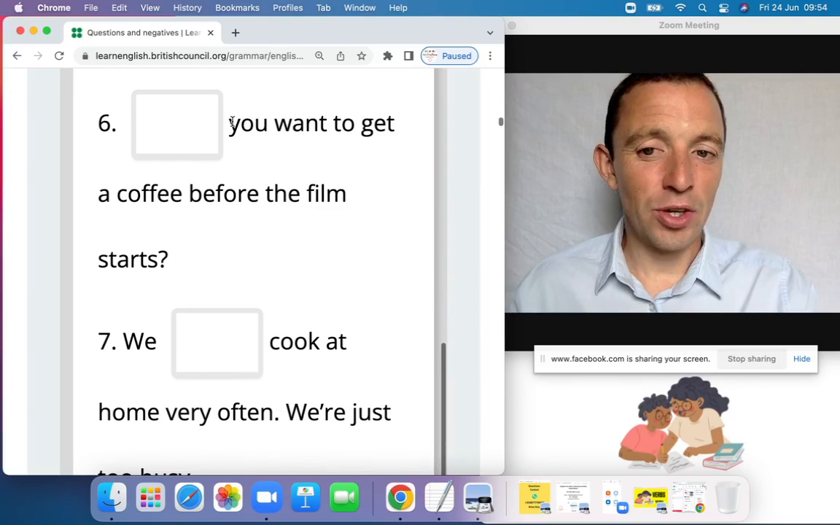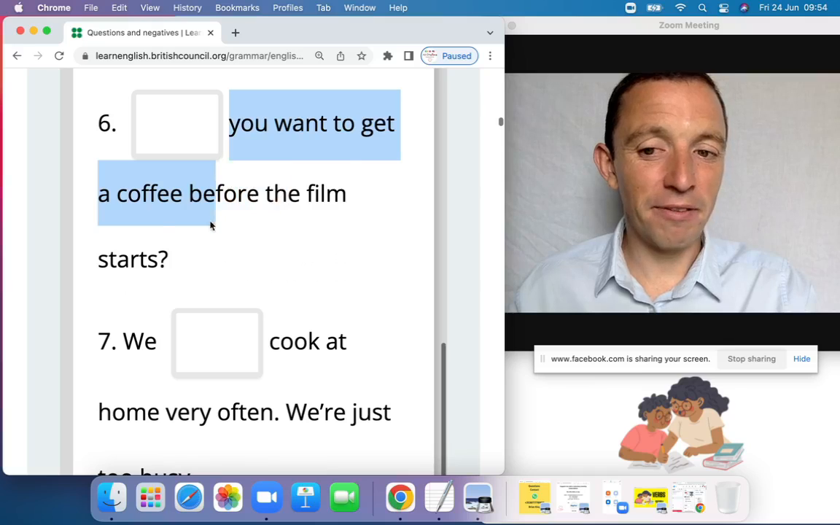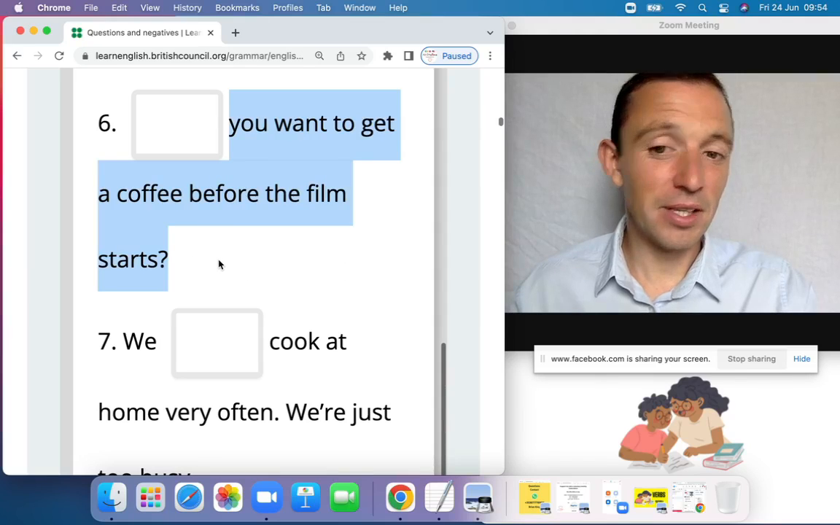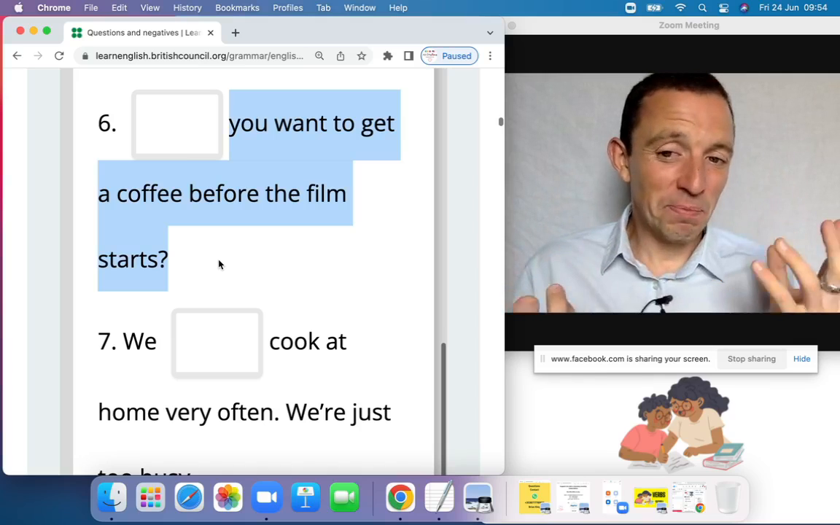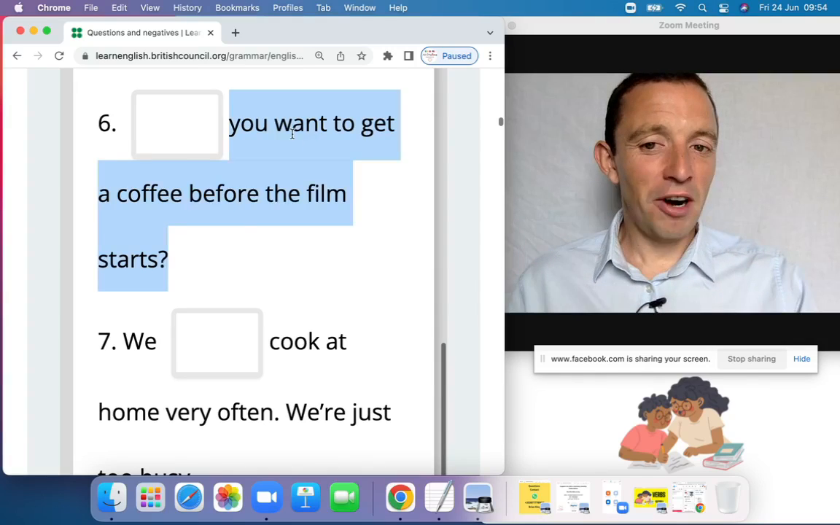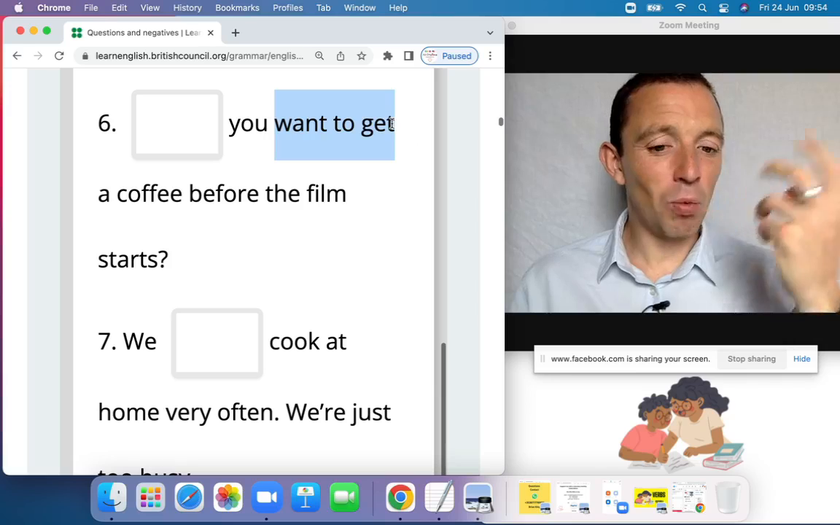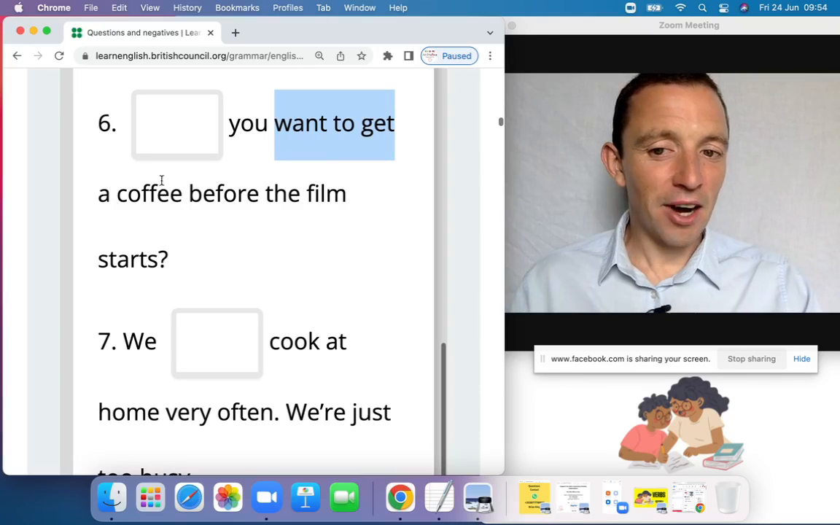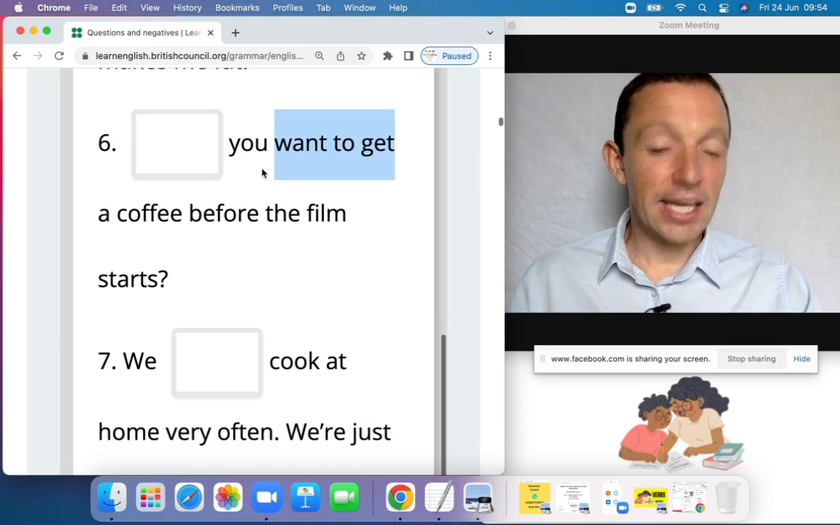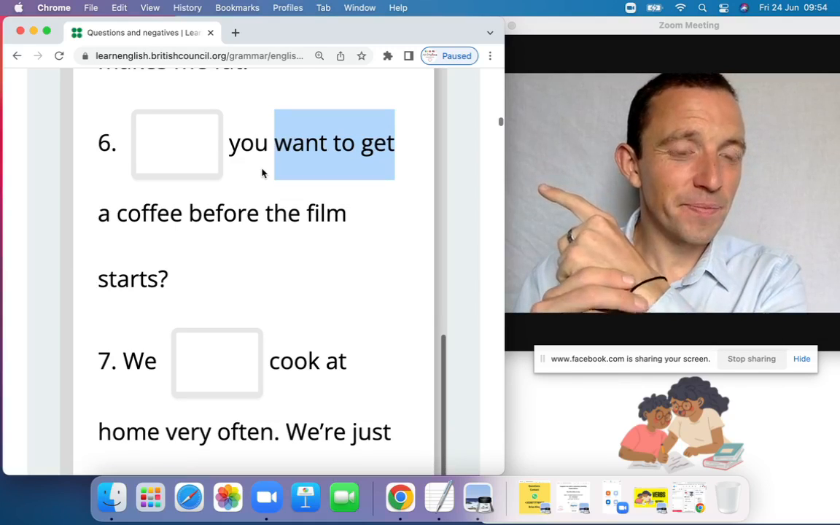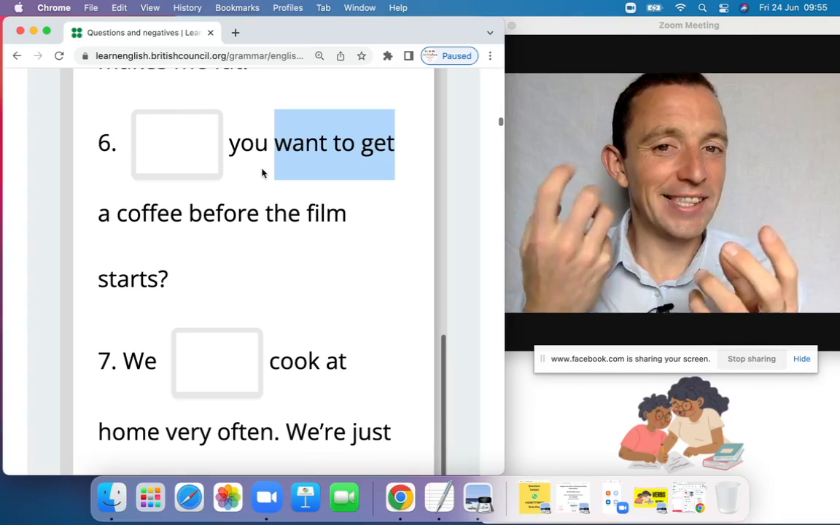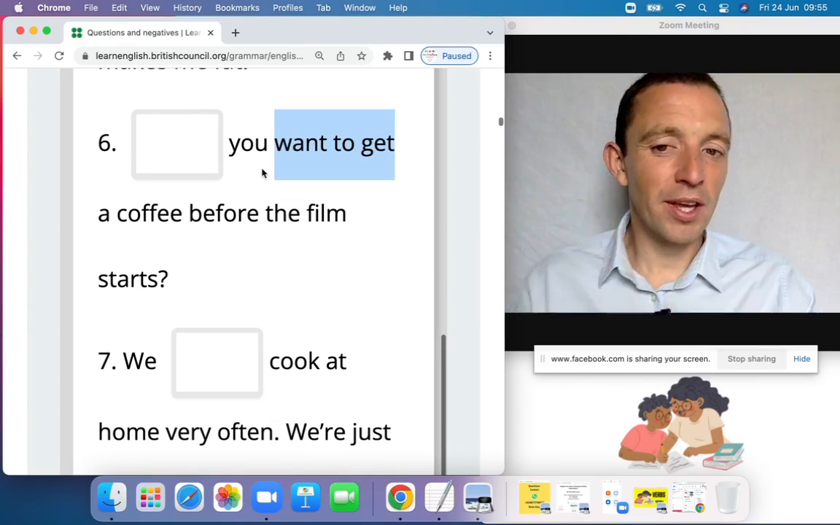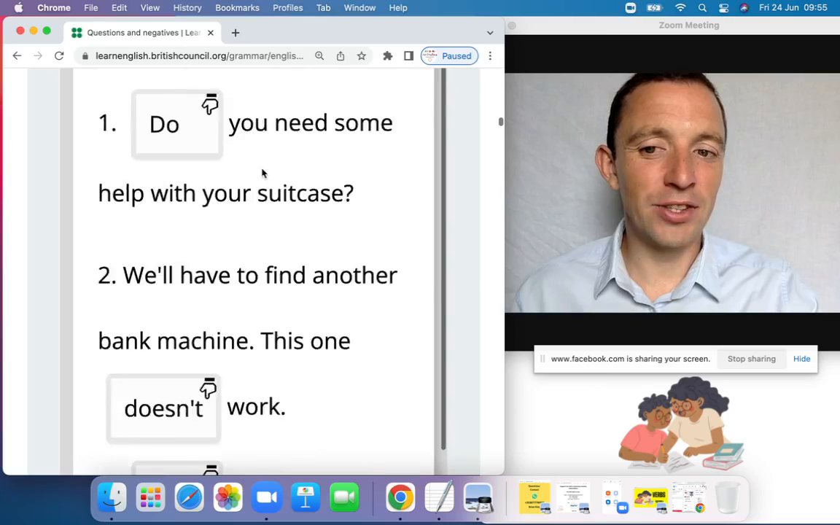Number 6: you want to get a coffee before the film starts. So, tense, is it the present? Is it the past? It's a bit flexible. The verb is want, to get, to obtain, want to buy a coffee before the film starts. And it's possible, did you want? But I think it's the present. Do you want? I think it's the present of the verb to do. Do you want? So let's select do with a capital letter.